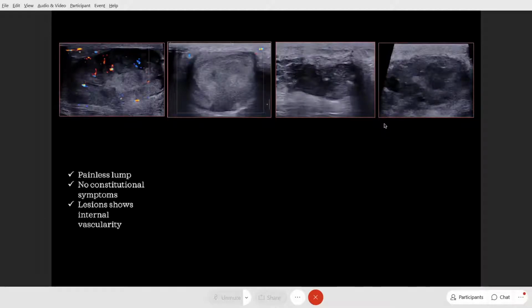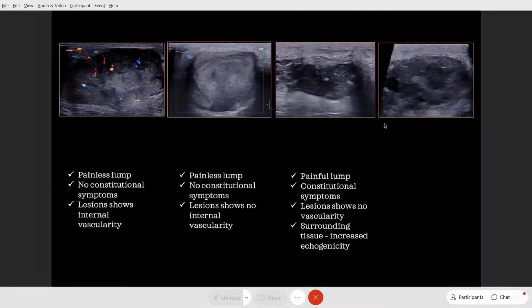So after that, this is the information after interaction and examination. The first one is a painless lump, no constitutional symptoms. However, the lesion shows internal vascularity and it's pretty big, up to 5 centimeters. The second one is a painless lump, no constitutional symptoms. The lesion shows no internal vascularity.